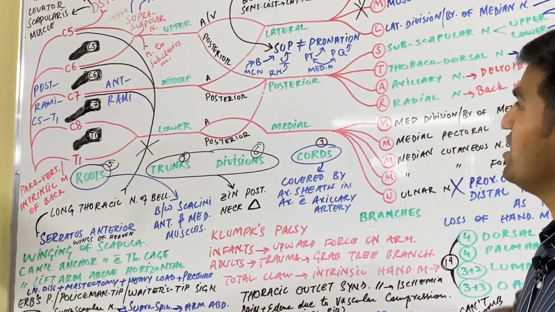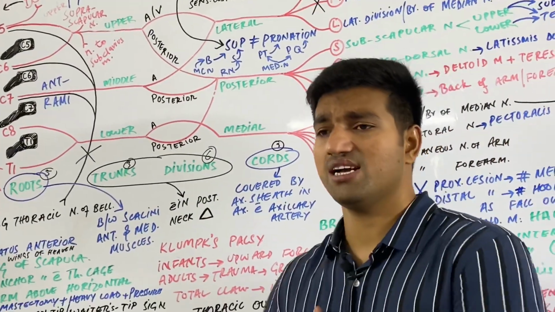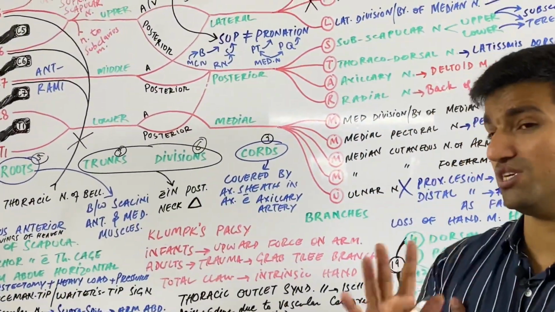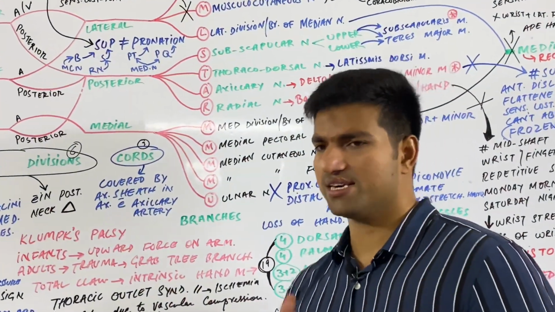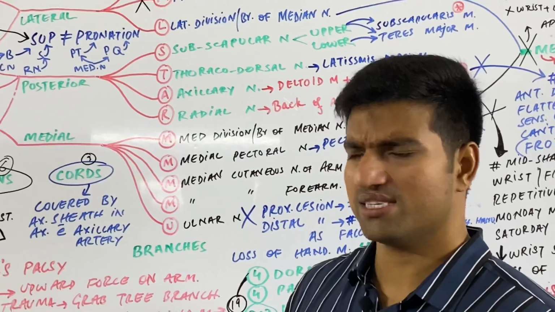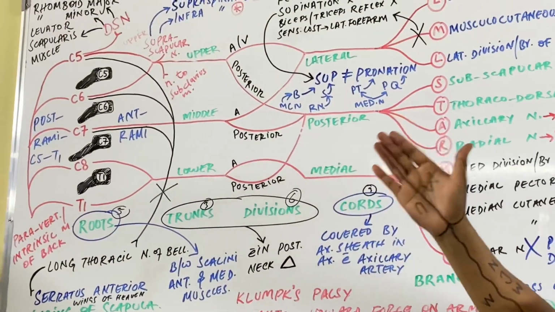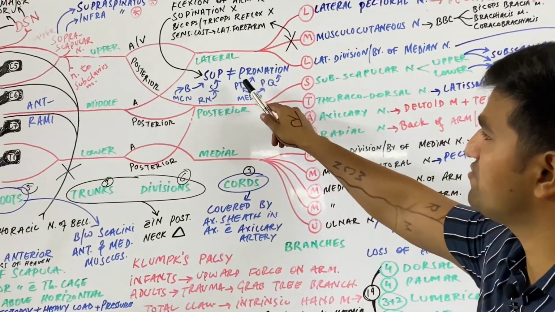And cords, why are they called lateral cord, posterior cord and medial cord? Because they are present within the axilla, covered by the axillary sheath, associated with the axillary artery. The cord which is present lateral to the axillary artery is called the lateral cord. The cord present posterior to the axillary artery or medial to the axillary artery is hence named the posterior cord or medial cord.